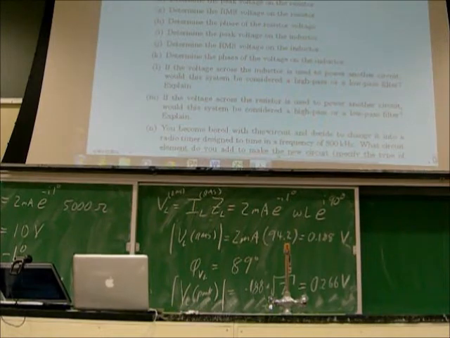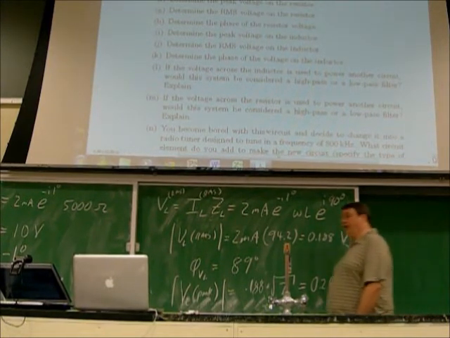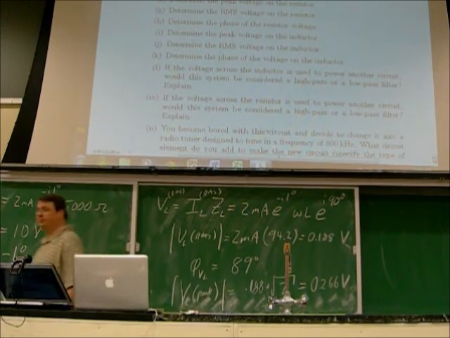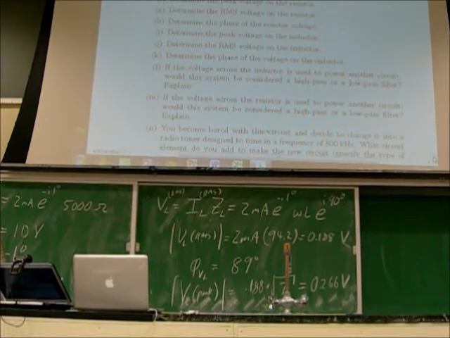Now, we've used terms like high pass and low pass, right? In this circuit, if you're with the inductor, what kind of a circuit is it? High pass. If you're with the resistor, what is it? Low pass. Who got the voltage? The resistor. Why? Because the frequency was low.